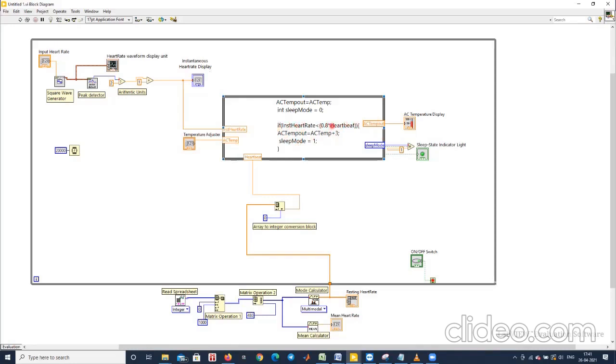If the person is in sleep state, this whole if statement becomes true, and we go in here, and AC temp out is equal to AC temp plus 3. We increase the ambient temperature by 3 degrees Celsius. And along with that, we say sleep mode is equal to 1. Sleep mode is for the sleep state indicator. We say it is 1, so this light goes on. Okay, so that is the logic unit here.